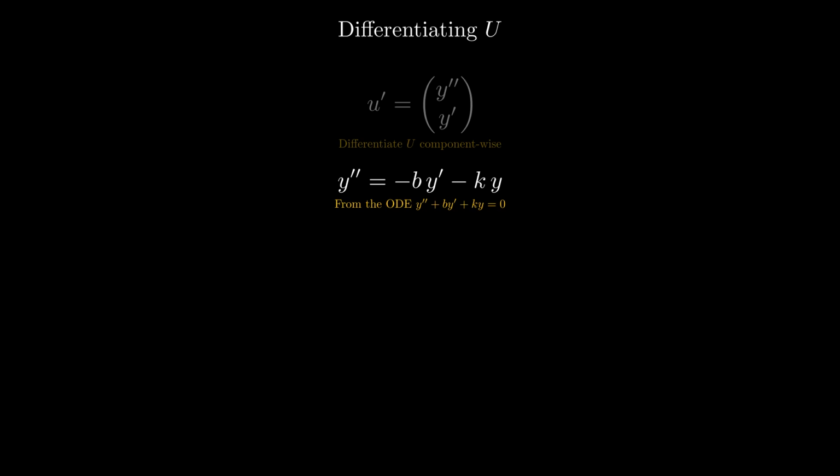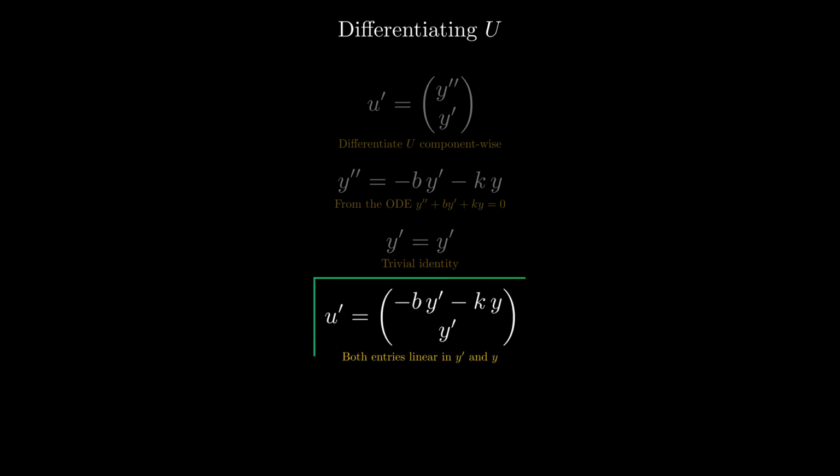Now let's differentiate u. The derivative of the top entry, y', is y''. The derivative of the bottom entry, y, is y'. So u' is the column vector with y'' on top and y' on the bottom. Next, we rewrite each component using only y' and y, the entries of u. For the top entry, we solve the original ODE for y'', which gives -by' - ky. For the bottom entry, y' simply equals y', a trivial identity. Both entries are now linear combinations of y' and y.